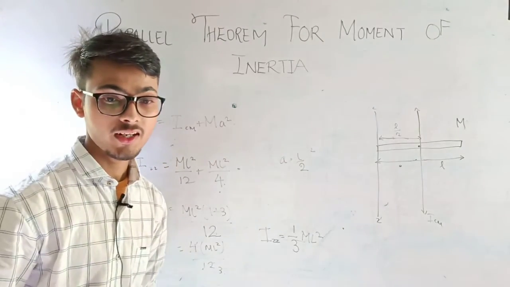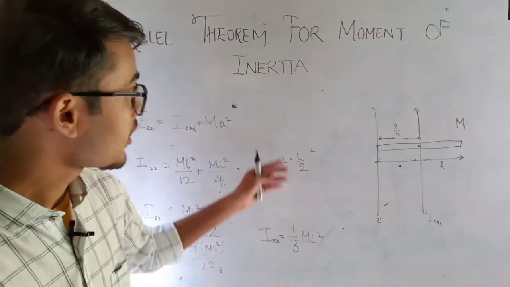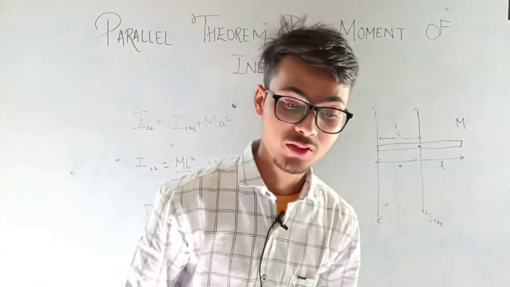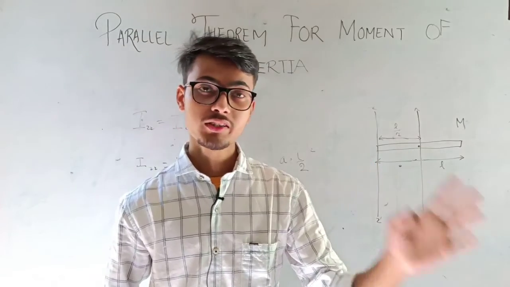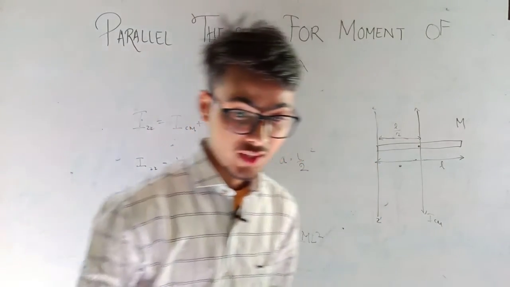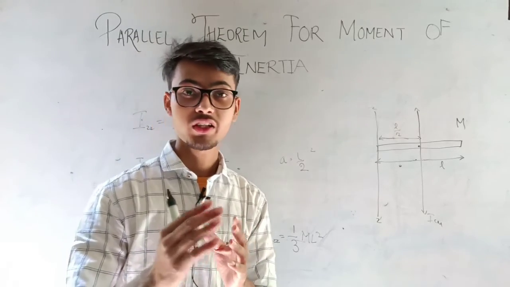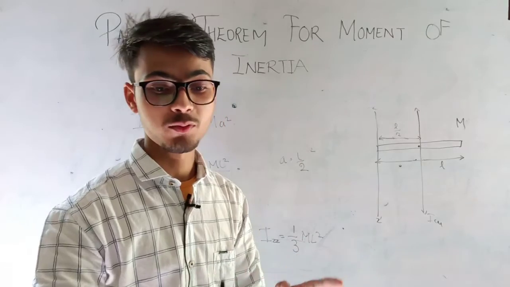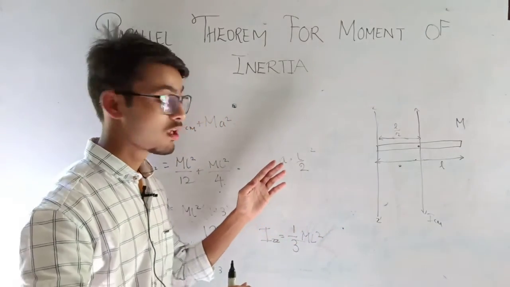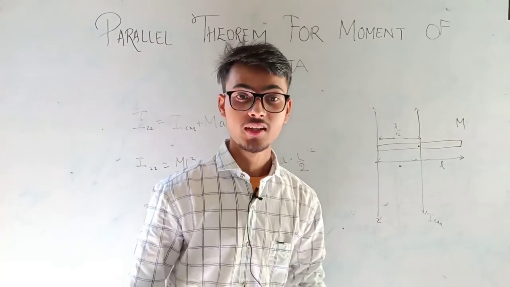So this is the parallel axis theorem, and these are the applications of the parallel axis theorem. So once again, what is moment of inertia? It is the opposition to the change in position. If we rotate a body, it opposes. Of course it will oppose, and the opposition more or less depends upon the moment of inertia.